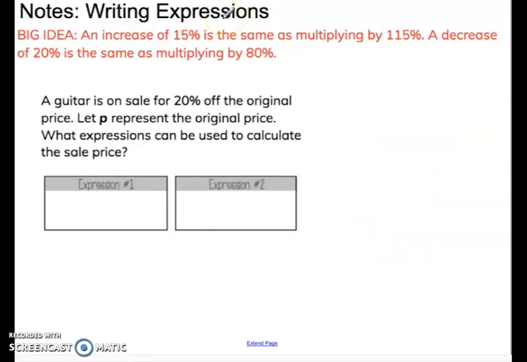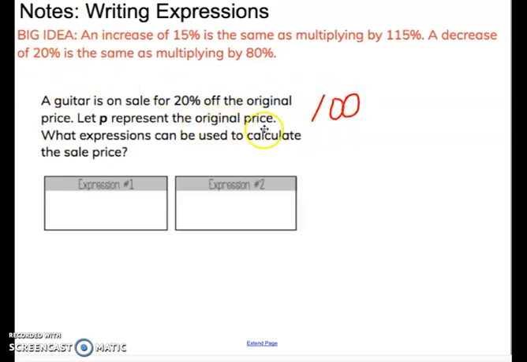The big idea is that an increase of 15% is the same as multiplying by 115%, and a decrease in 20% is the same as multiplying by 80%. We have to remember we always start with 100%, okay?